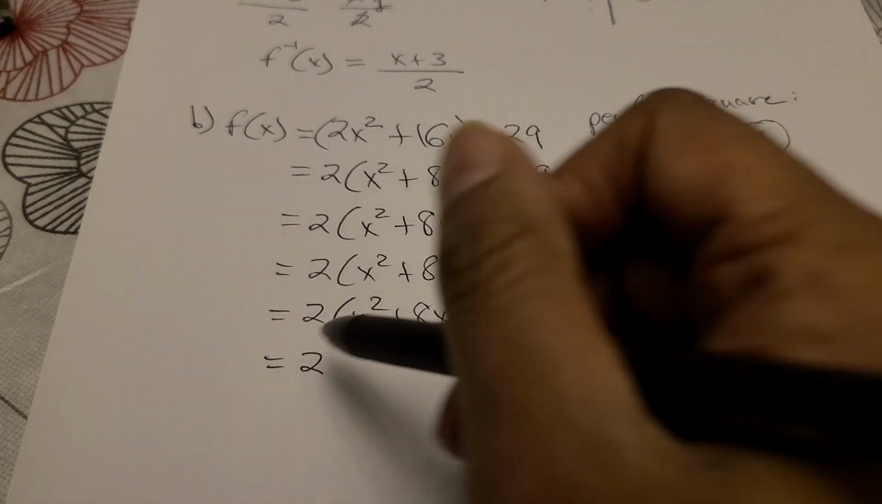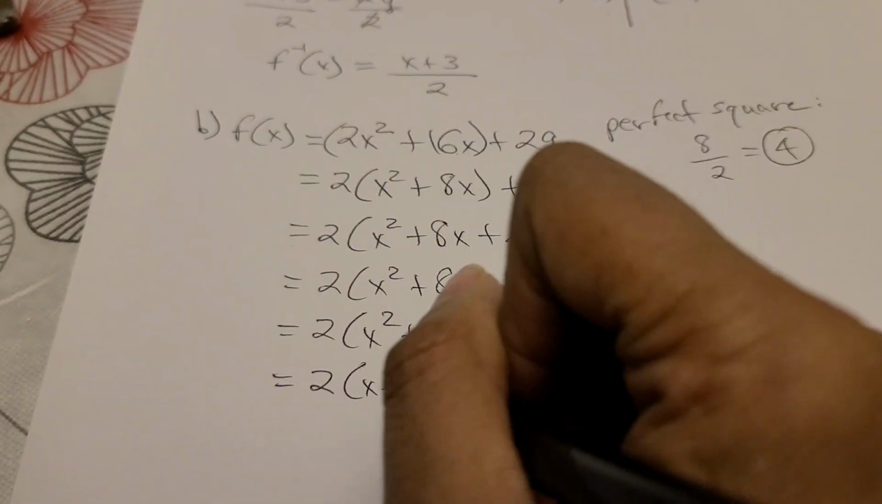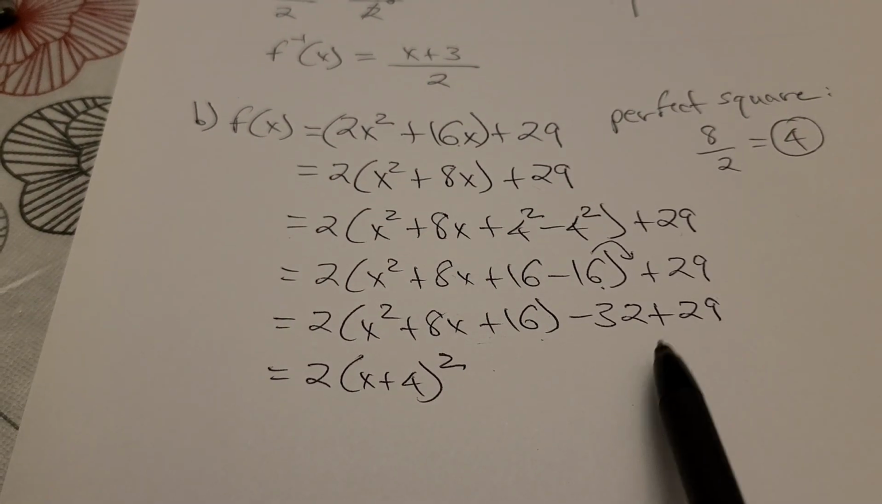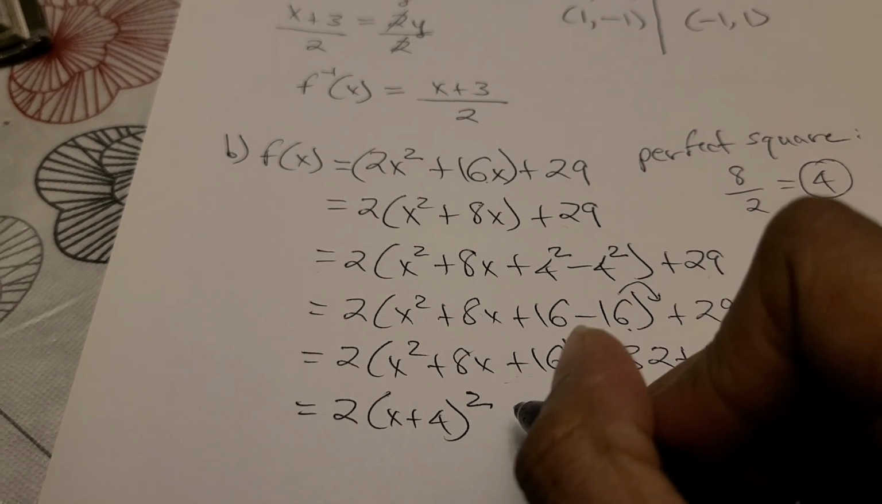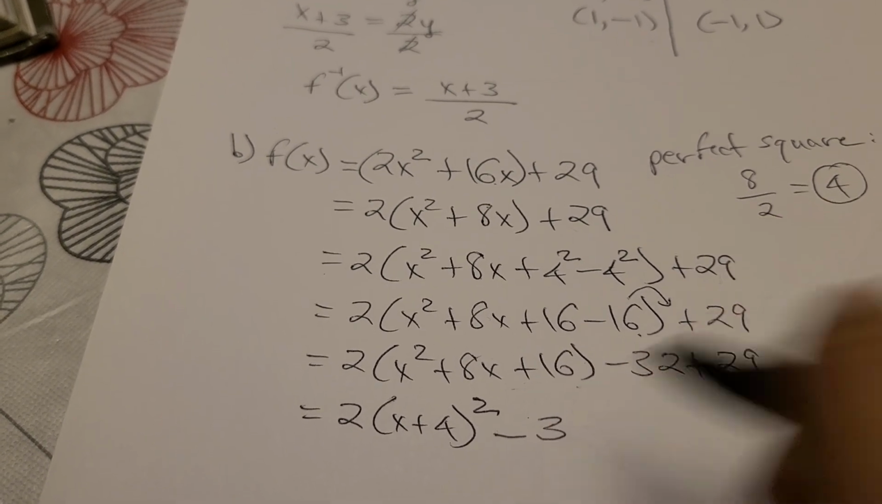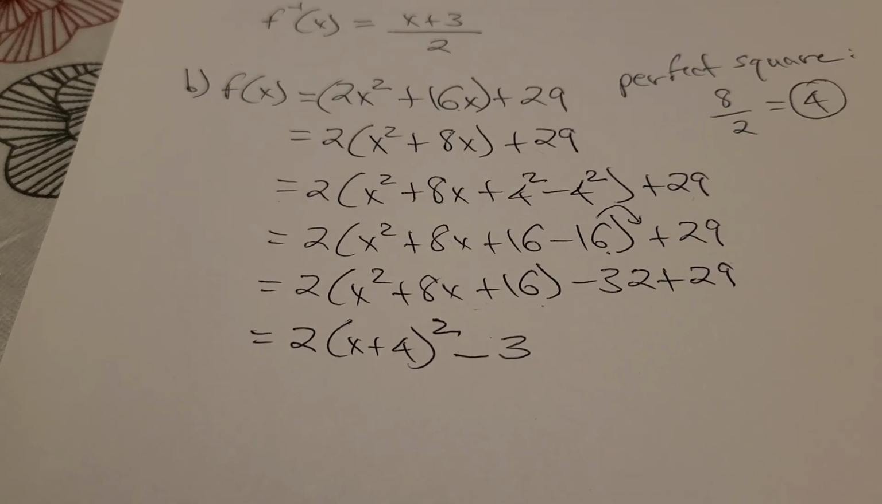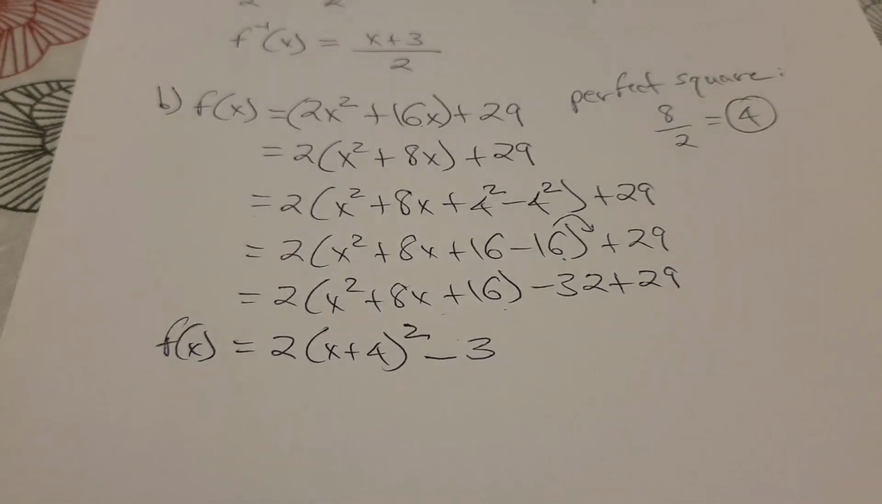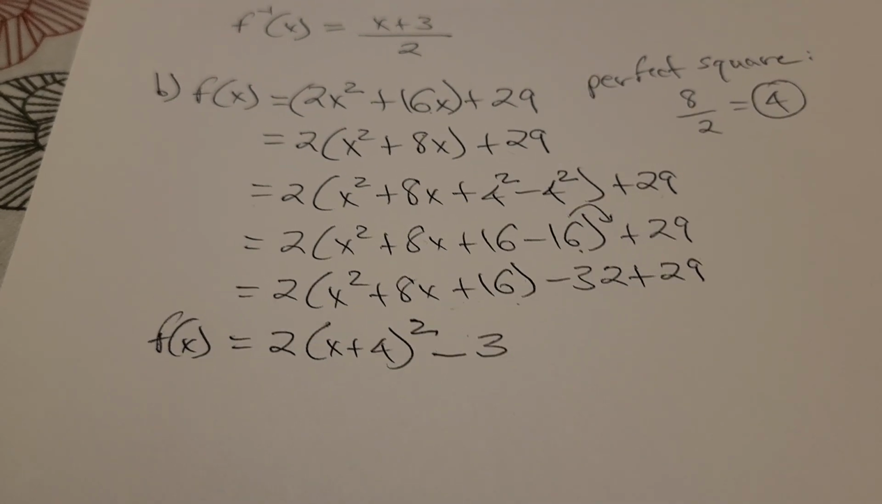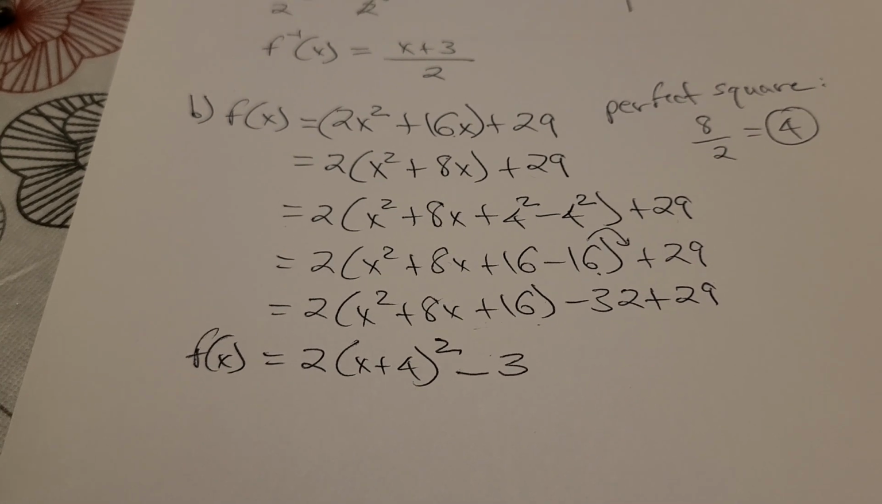The perfect square is 4. So I'm going to put x plus 4 whole squared. And you're going to do negative 32 plus 29, which is negative 3, like this. And this is your f of x function, like we see right here, okay? And why did we do this? Because we're looking for the inverse function.